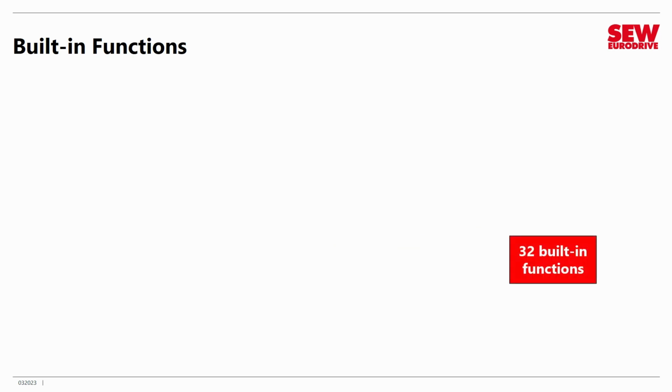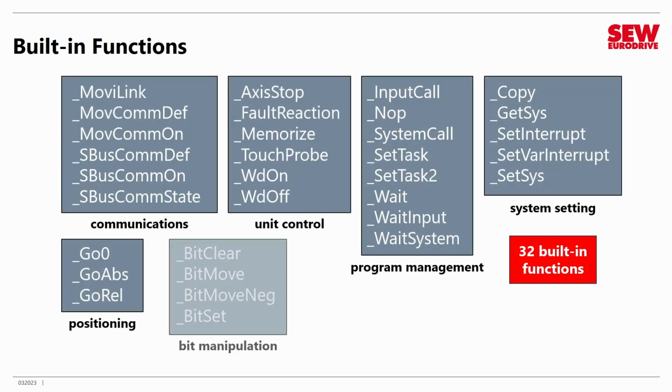All right, IPOS has 32 built-in predefined functions, and here they are. They're divided into different categories. Some support communications, either within the VFD or between multiple VFDs. There's unit control, which does various things with the VFD. There's program management, which handles things like the task system and delays and so forth. There are functions for configuring the system, for positioning, and for bit manipulation. So there are lots of different functions, and they do all kinds of handy things.